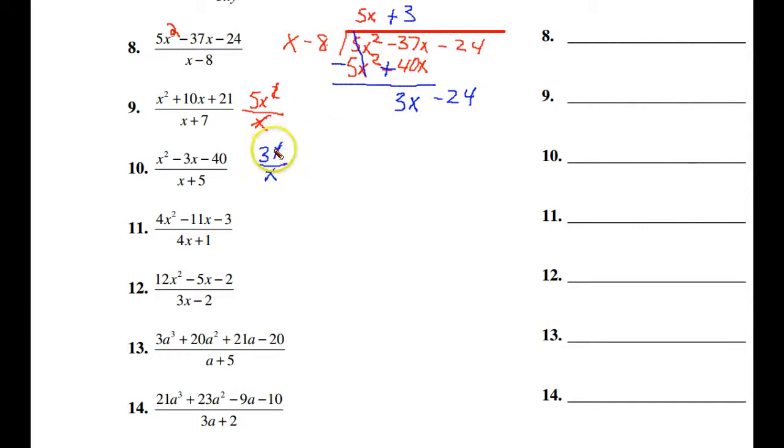So the x's just cancel out here. So we now go x times 3 is 3x. Negative 8 times this is a negative 24. And what do we do now? We're going to subtract, and we do so by changing the signs and adding. And these all just cancel out.